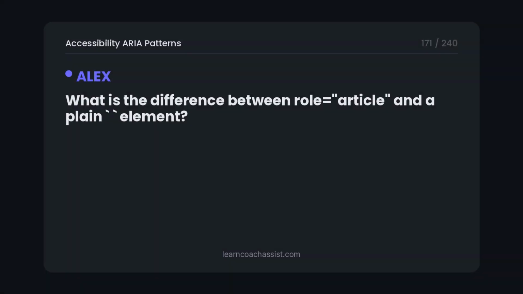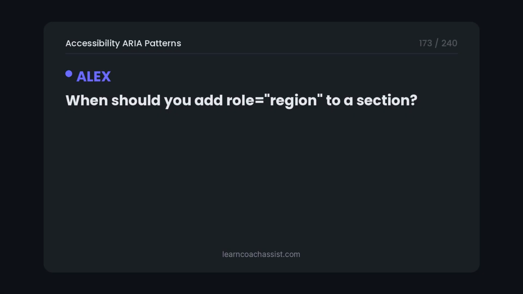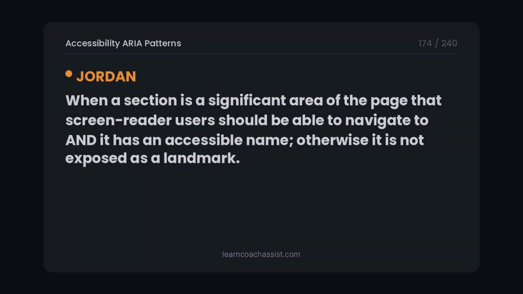What is the difference between role equals article and a plain article element? Role equals article can be added to any element to mark it as self-contained content, but the article element already has that semantic and is preferred. When should you add role equals region to a section? When a section is a significant area of the page that screen reader users should be able to navigate to and it has an accessible name, otherwise it is not exposed as a landmark.